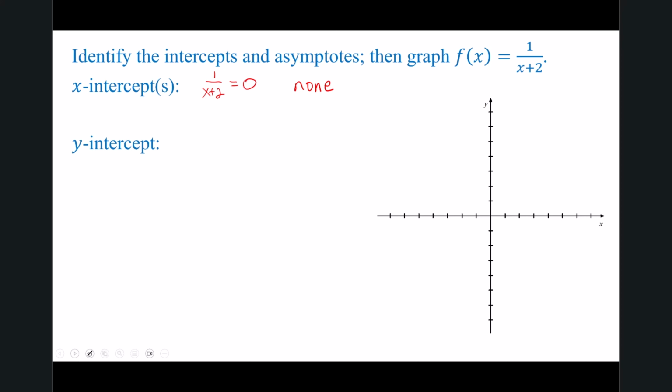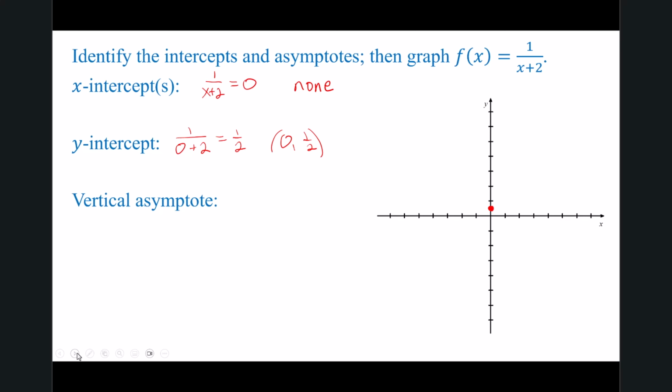x-intercepts. The y-intercept is when x is 0, so 1 over 0 plus 2, which is 1/2. So the y-intercept is the point 0, 1/2. And I'll graph that point.